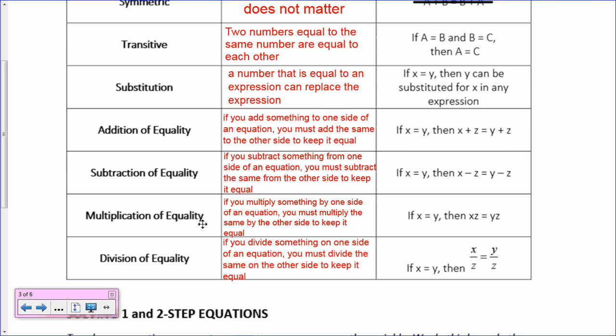Multiplication of equality. If you multiply something on one side, you have to multiply it on the other side to keep it equal. So I had x times z, I need to have a y times z as well. And division, same thing. If I divide something on one side, I need to divide it on the other side to keep it equal. So if I divided the x by z, I have to divide the y by z as well. Sorry, that was really wordy. I couldn't figure out a quick way of saying it.